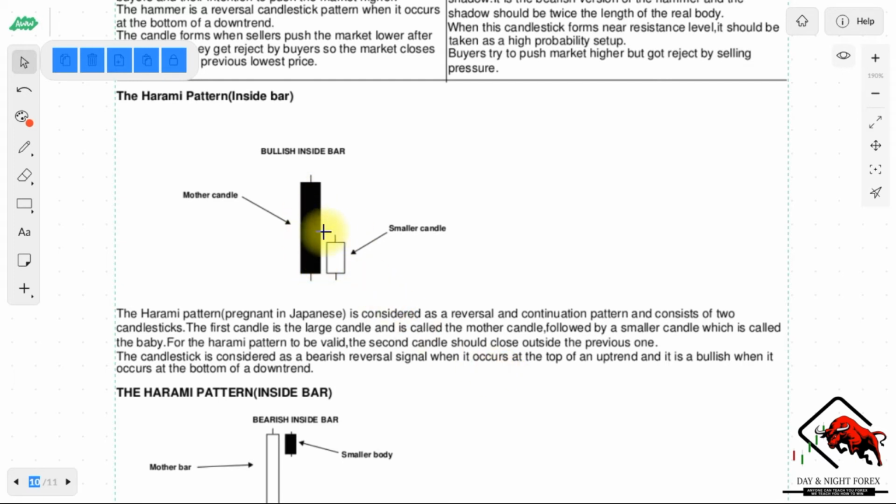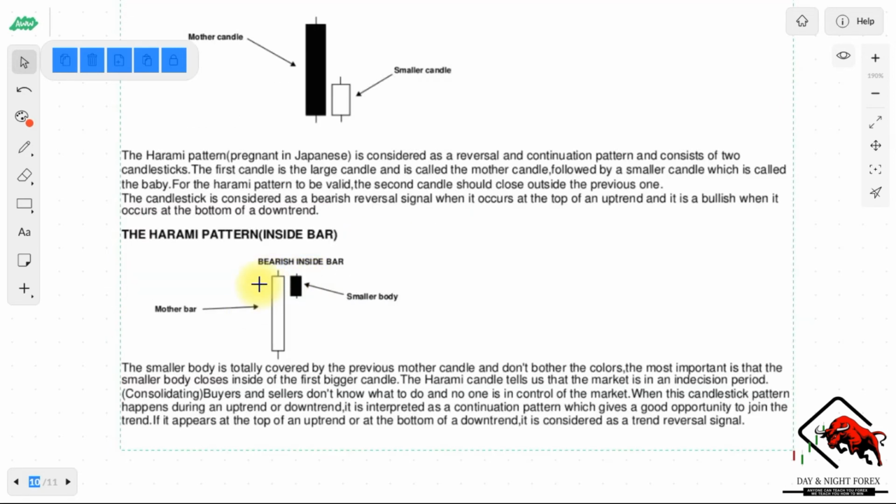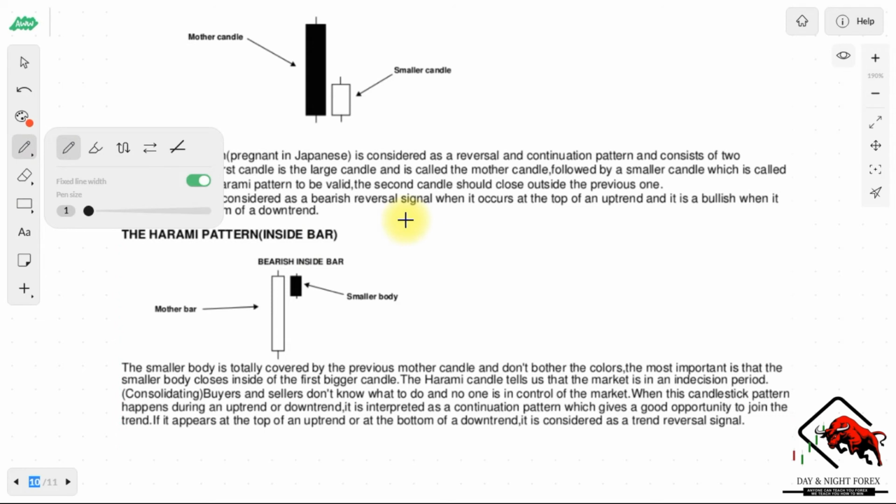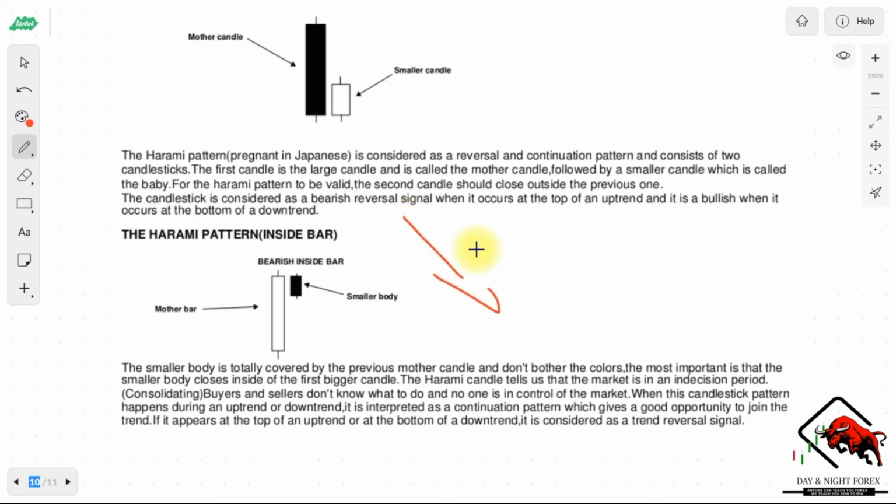So it will come in two different forms. As you can see, this is the bullish one at the bottom of a downtrend, and then at the top of an uptrend it will look something like this. The market is being pushed up, and then all of a sudden this occurs, and it's now a bearish inside bar, and this will be a potential selling opportunity. But remember, you always need other tools to confirm these opportunities. The smaller body is totally covered by the previous mother candle. You don't have to worry about the colors that much, but the most important part is that the smaller body closes inside the first bigger candle.